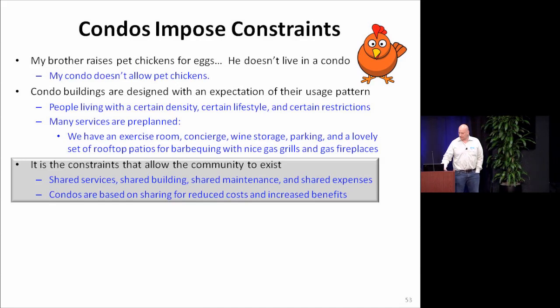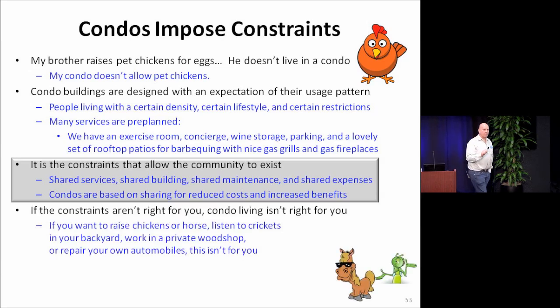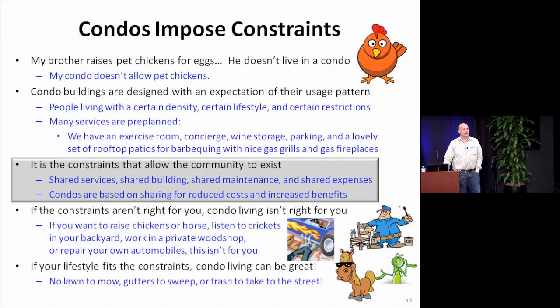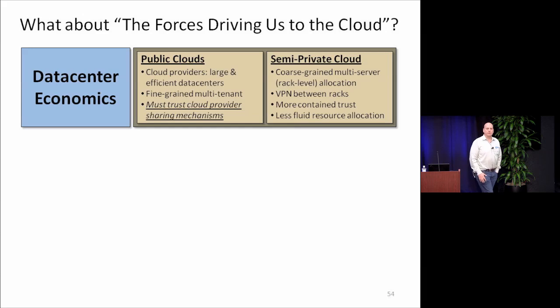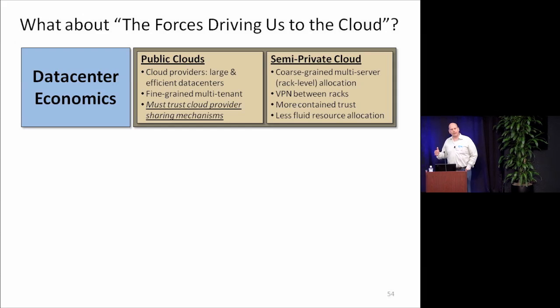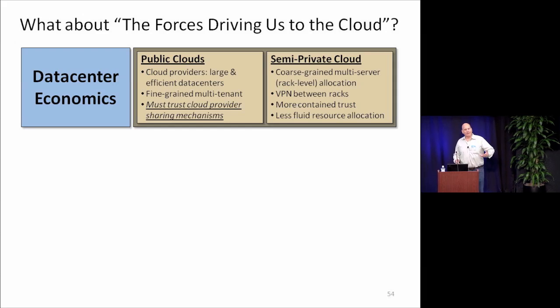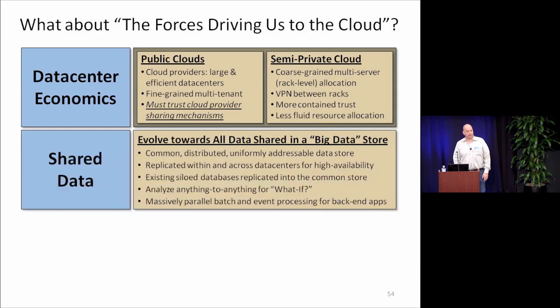And that's an important point to carry from this. If the constraints aren't right for you, condo living isn't right for you, and you should not live in a condo. But I still don't want to mow the lawn. So, what about those forces? Data center economics: if I want a public cloud, I have to trust the cloud provider. If I want a semi-private one, then I have less trust because I can only define very coarse-grained things that the cloud provider will do for me, not fine-grained multi-tenancy. So we'll see what happens with that.